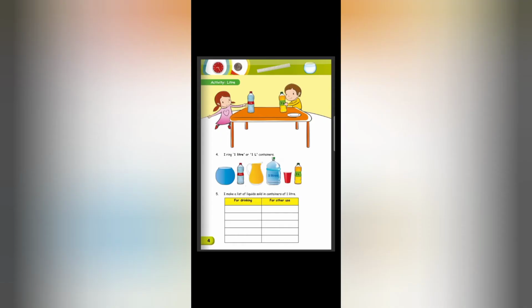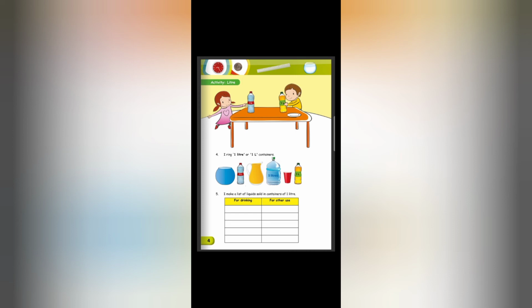Page 4 of the book. As you can see in the picture, the girl is pointing at a 1 liter bottle and the boy is holding a 1 liter bottle. Question number 4. Ring 1 liter containers. So how are you going to know that it is 1 liter? Of course, as you can see, we can see 1 liter written on the containers. So you're going to ring only the ones that are 1 liter.